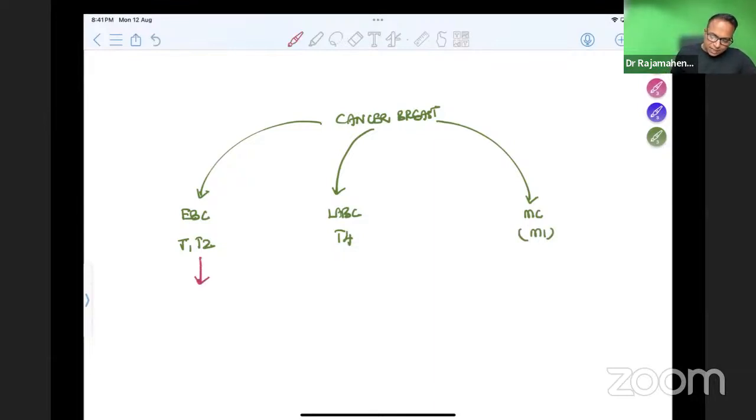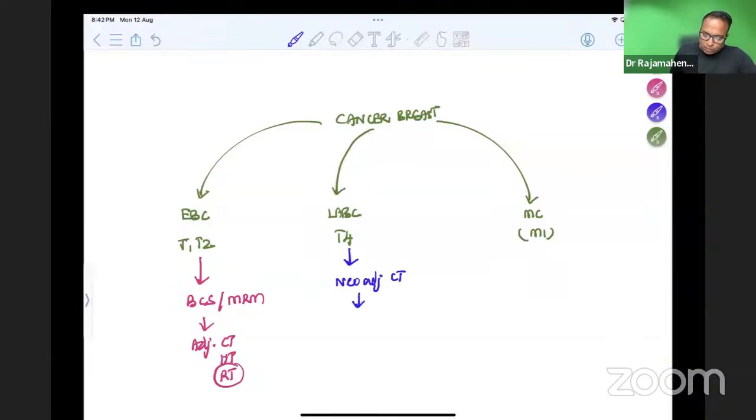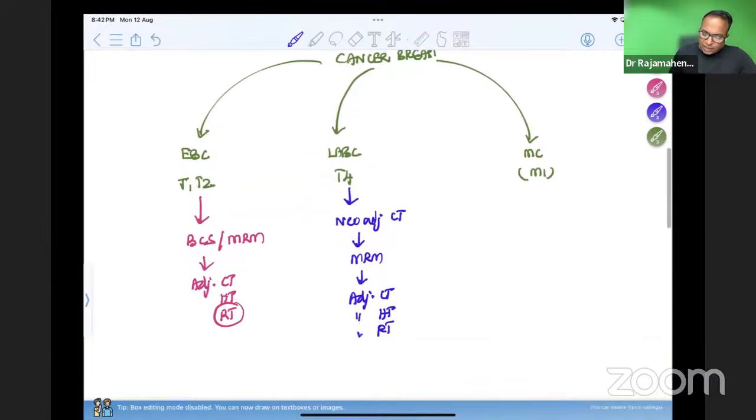For early breast cancer, the treatment we usually do is breast conservative surgery or MRM, followed by adjuvant chemotherapy, hormone therapy, and radiotherapy. Radiotherapy is not always needed. Some cases we do, it's a detailed discussion. And for locally advanced breast cancer, we do neoadjuvant chemotherapy, followed by MRM, followed by adjuvant chemotherapy, hormone therapy, and radiotherapy.